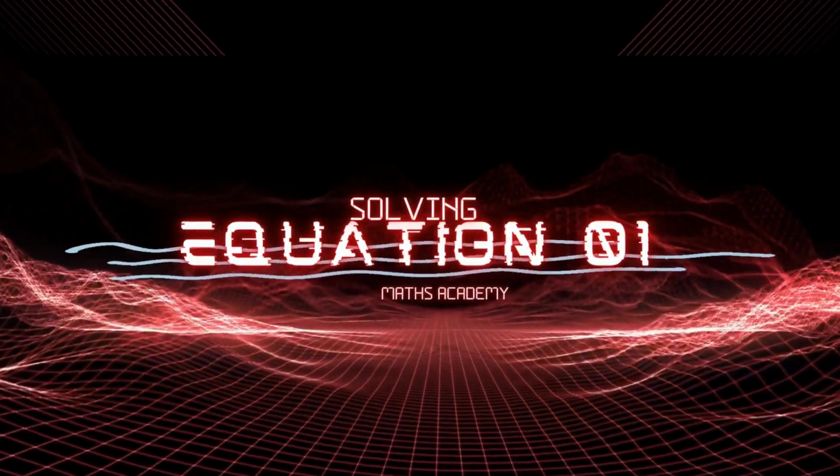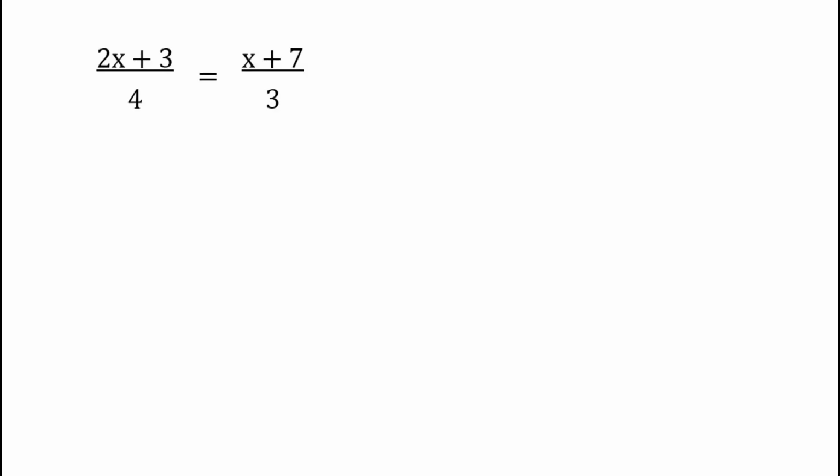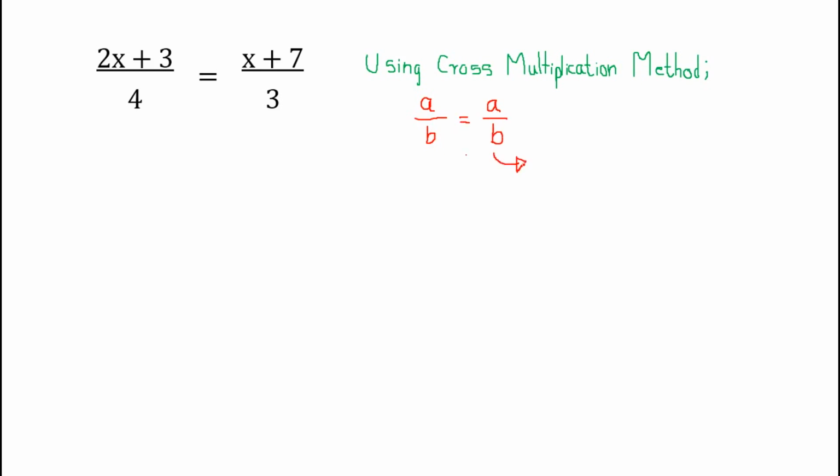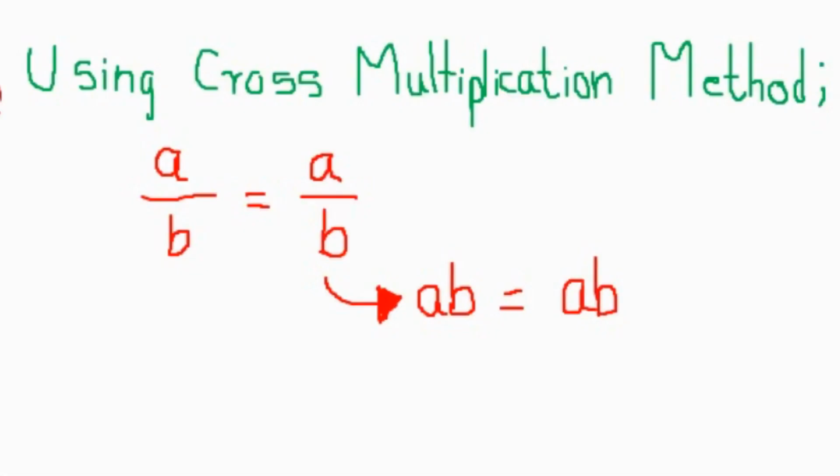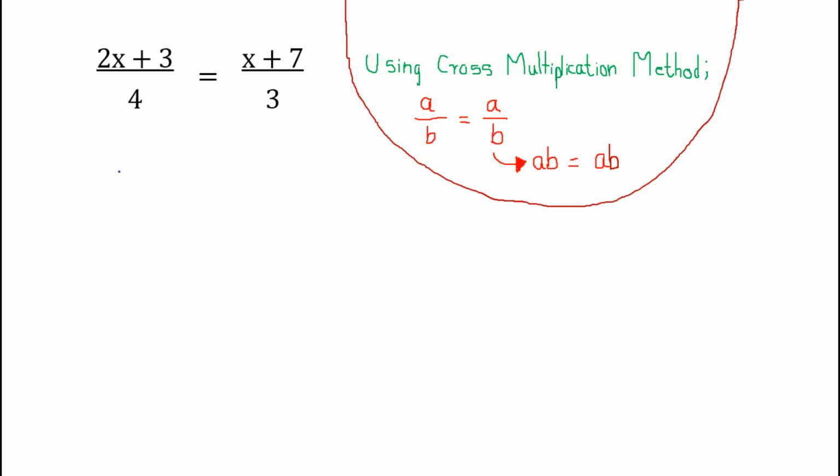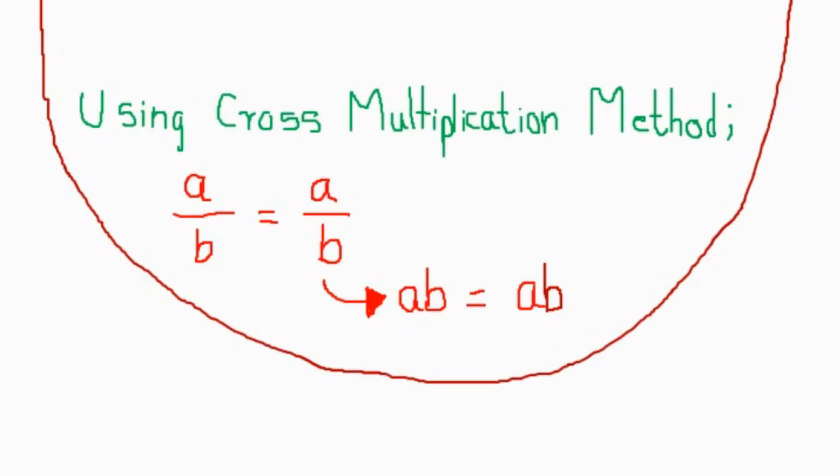Equation number 1. Now you might feel it's a bit difficult, right? Well, let's get it simplified. To do this question, I'll be using the cross multiplication method. If you do not know what that means, it's simply multiplying one fraction's numerator with another fraction's denominator and vice versa. So in this example, we get the answer as AB equals AB by doing the cross multiplication method for A over B equals A over B.